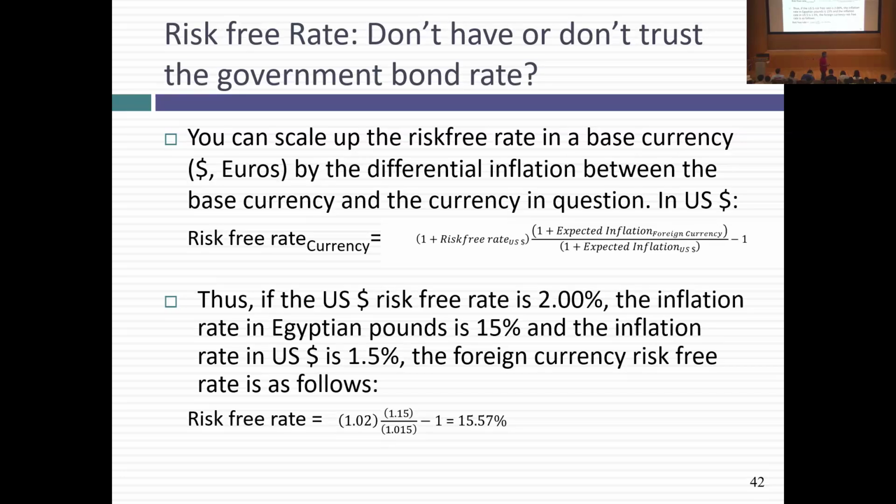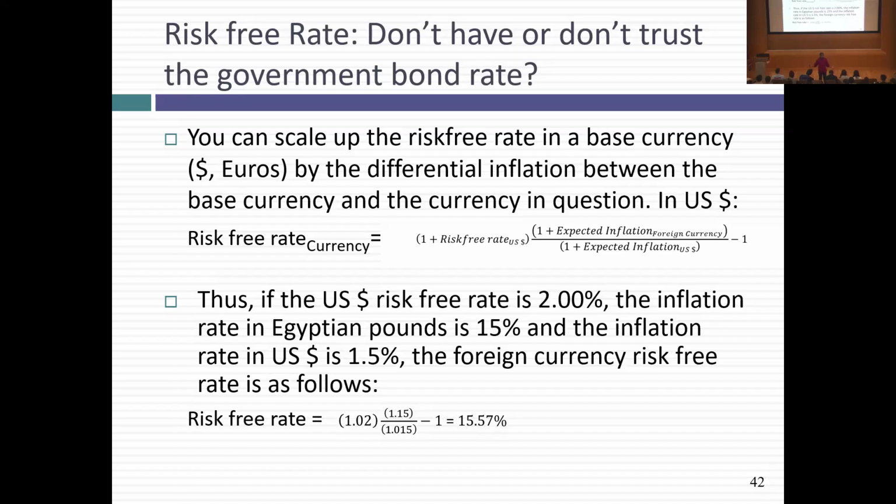Now, if you're in a hurry, here's what you can do. Take the T-bond rate, add the extra inflation, which in this case is 13.5%. That will give you a risk-free rate in Egyptian pounds. I've done what you should do usually with risk-free rates as a compounding effect, which kind of moves the number a little bit. But as I said, if in a hurry, you just add the differential inflation, you can get a risk-free rate in any currency. So in this case, my risk-free rate in Egyptian pounds is 15.57%. So why is it so high?